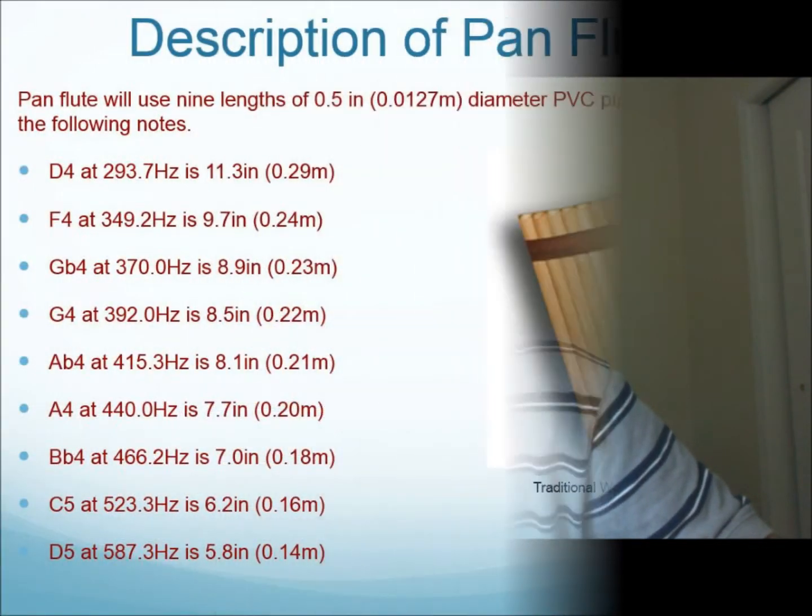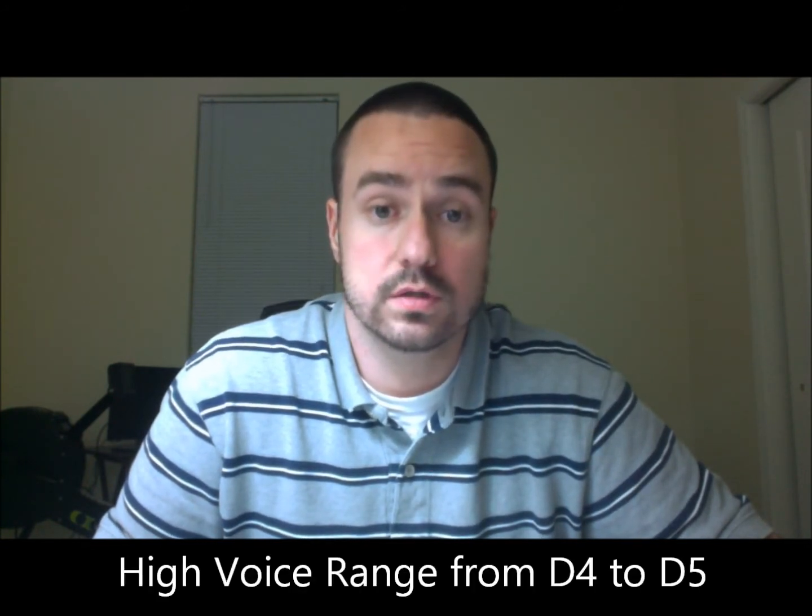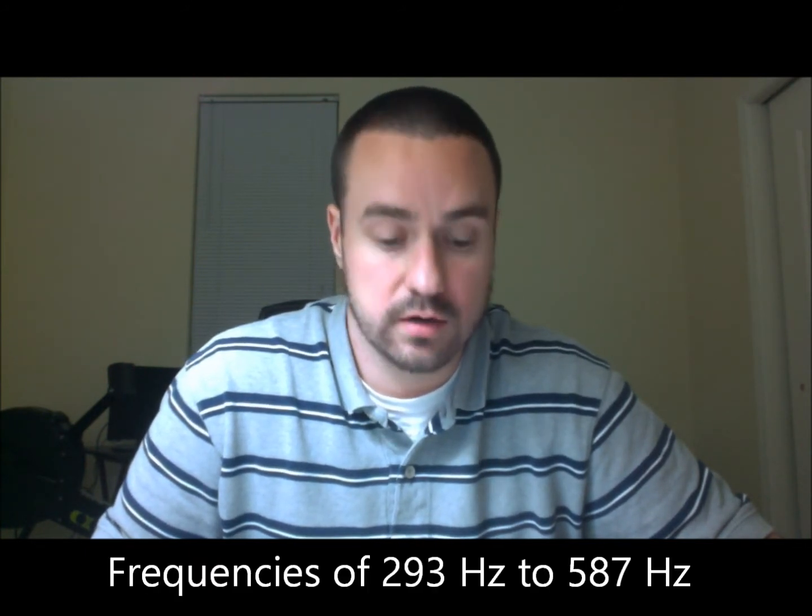Hi everyone, I'm going to talk about the pan flute I'm designing. So we're going to start the presentation on my PowerPoint slide 4. And there you'll see the notes that the pan flute is capable of producing. Mine will be recreating the ASU alma mater in a high voice, so that's going to be anywhere from notes D in octave 4 to D in octave 5. And in order to do that, it's going to have frequencies of 293 all the way up to 587. And the length of pipe associated with those is going to be 5.8 inches all the way up to 11.3 inches.